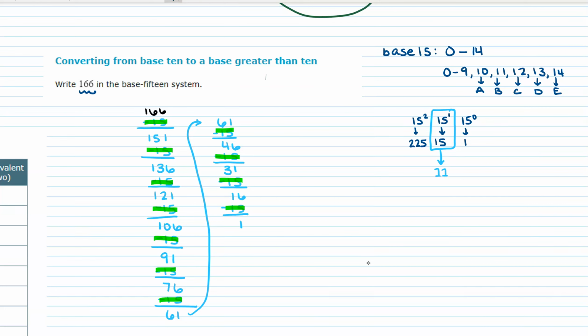Oh no, 11 is a 2-digit or a 2-symbol number. So we're going to look back and we're going to say, oh, sorry, that's supposed to be a B. Okay, now, how many times can we subtract 1 from what's left over? Just 1 time to get to 0. So that was just 1 time. So 166 in base 15 is B1, and then I'll write 15.